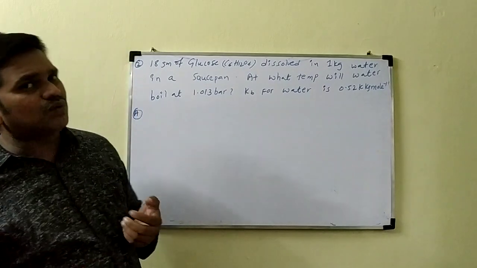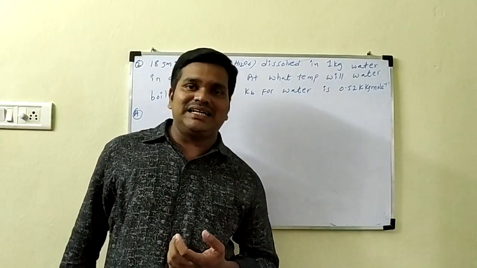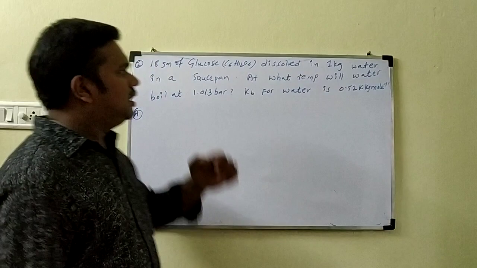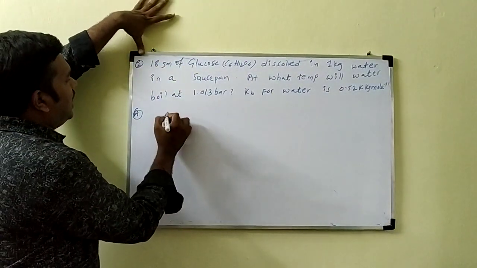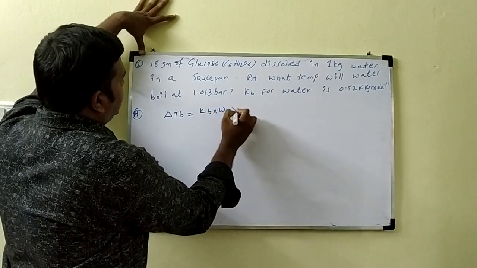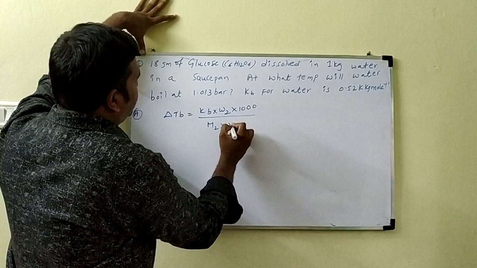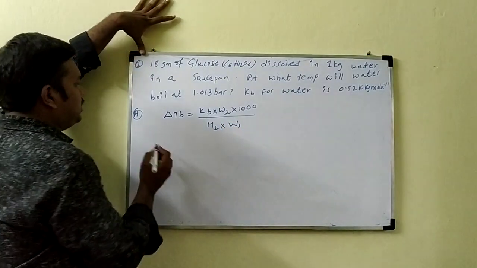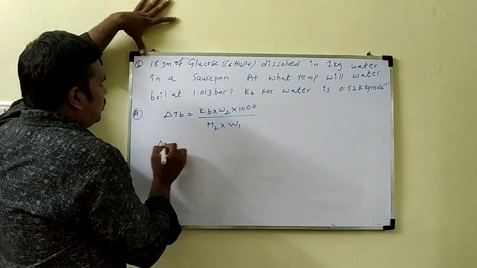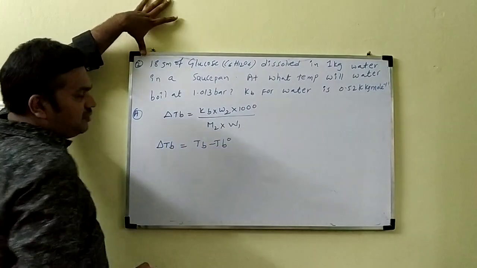Generally, water boils at what temperature? Water boils at 100 degrees Celsius only. Now we can see the formula: delta TB is equal to Kb into W2 into 1000 by M2 into W1. Clear? So what is delta TB? Delta TB is equal to TB minus TB naught.